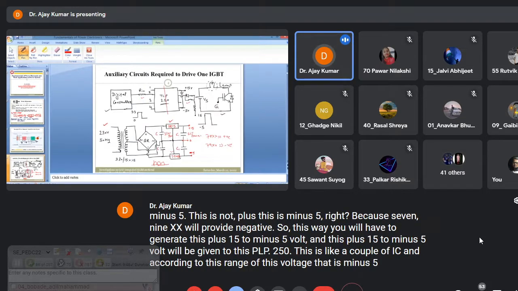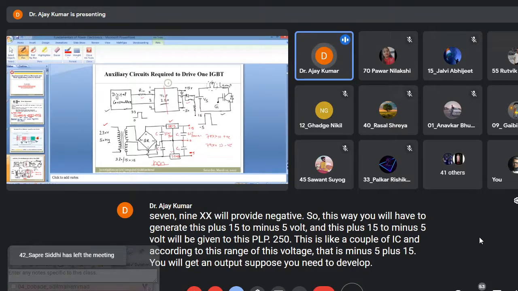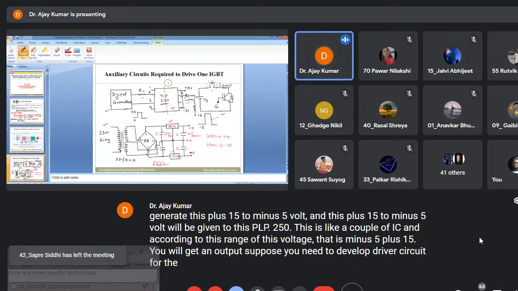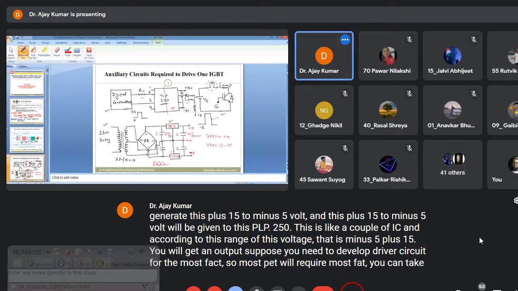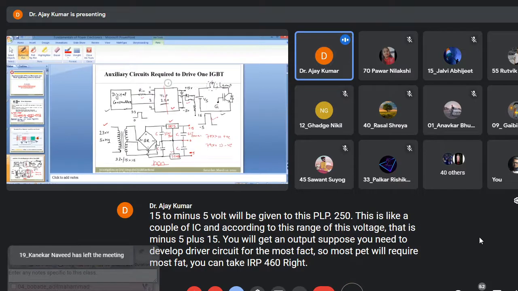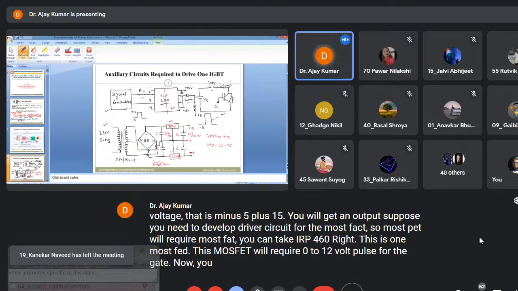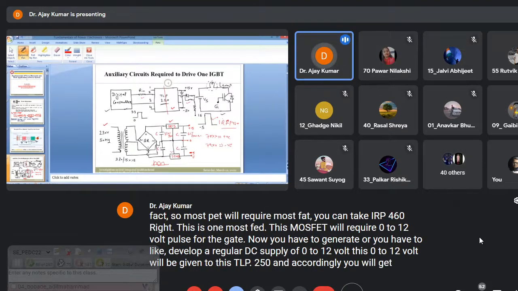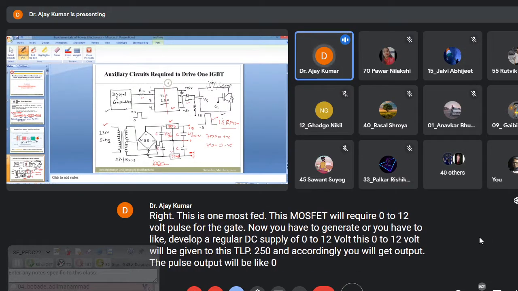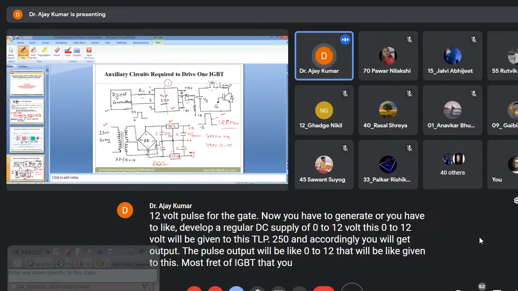Suppose you need to develop a driver circuit for the MOSFET. For the MOSFET you can take IRF460. This is one MOSFET. It will require a 0 to 12 volt pulse for the gate. Now you have to develop a regulated DC supply of 0 to 12 volt. This 0 to 12 volt will be given to this TLP250, and accordingly you will get an output. The pulse output will be 0 to 12 volt. That will be given to this MOSFET or the IGBT that you have connected across this power network.